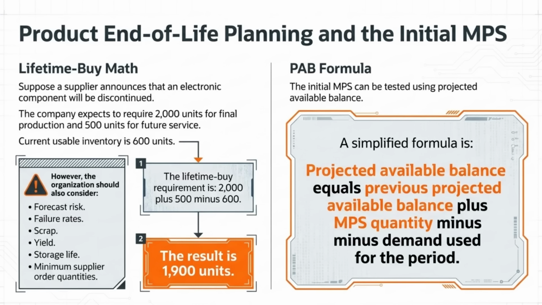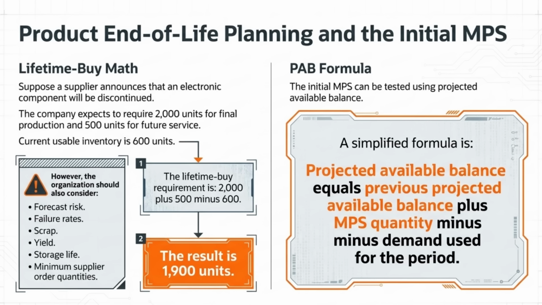Suppose a supplier announces that an electronic component will be discontinued. The company expects to require 2,000 units for final production and 500 units for future service. Current usable inventory is 600 units. The lifetime buy requirement is 2,000 plus 500 minus 600. The result is 1,900. However, the organization should also consider forecast risk, failure rates, scrap, yield, storage life, minimum supplier order quantities.